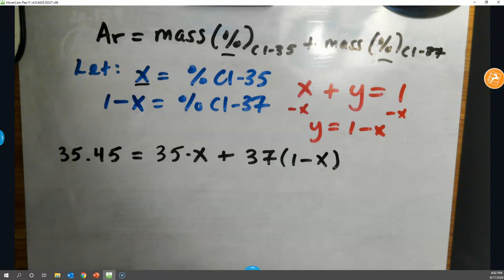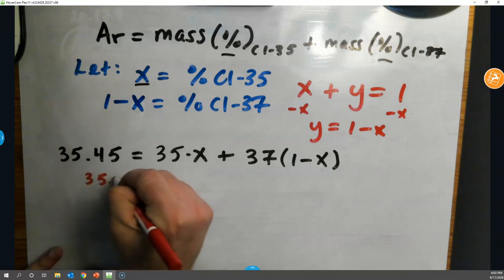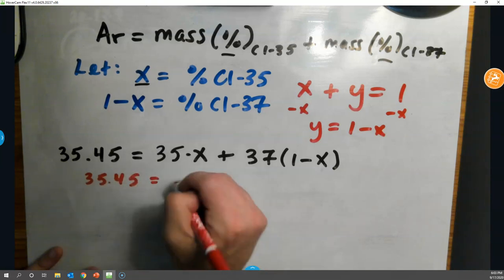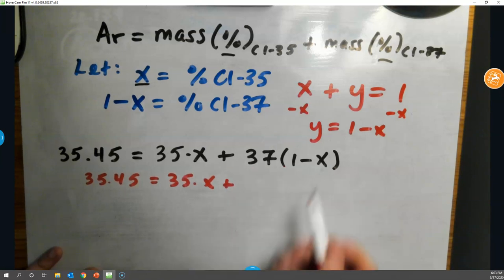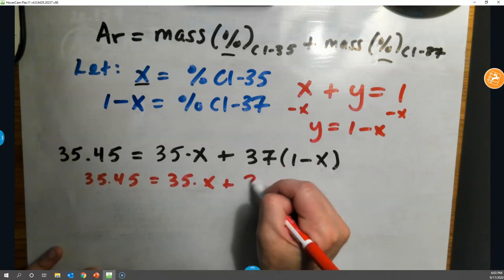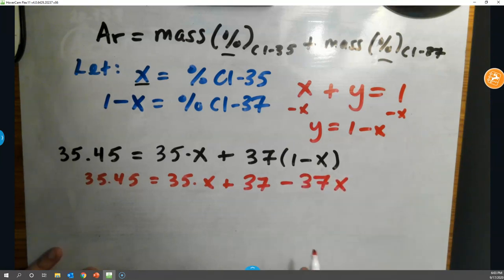So I'm going to go through and simplify this by changing the color too. So 35.45 equals 35x plus, now I have to distribute this 37 inside those parentheses, so plus 37 minus 37x.